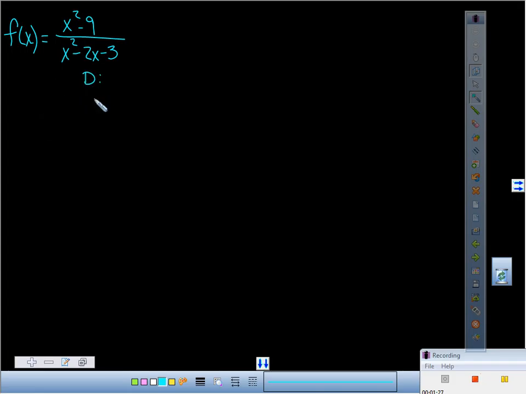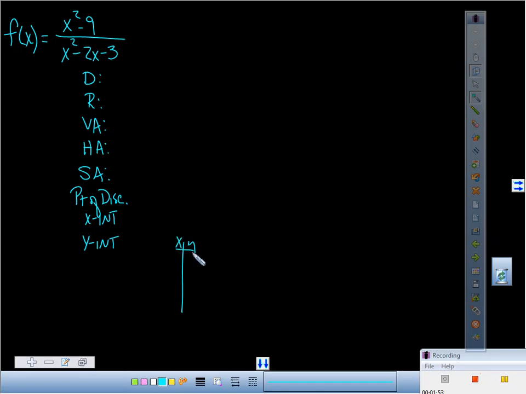And we're finding domain, range, vertical asymptote, horizontal asymptote, slant asymptote, point of discontinuity, x-intercept, and y-intercept. We'll make us a little T-chart down here if we need it, and I will put my graph.